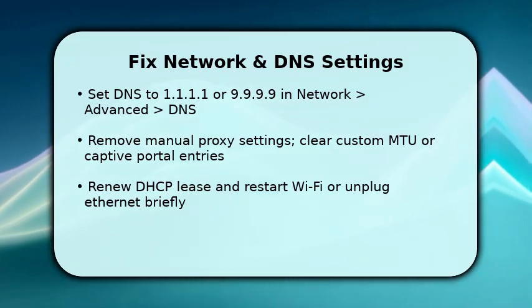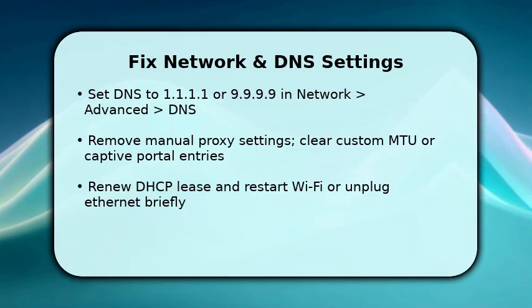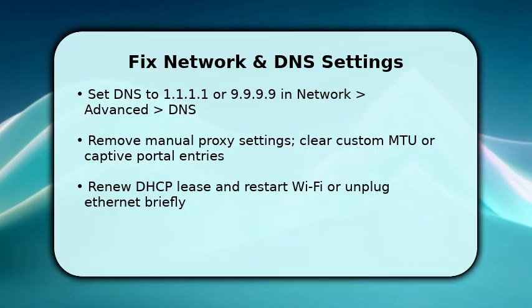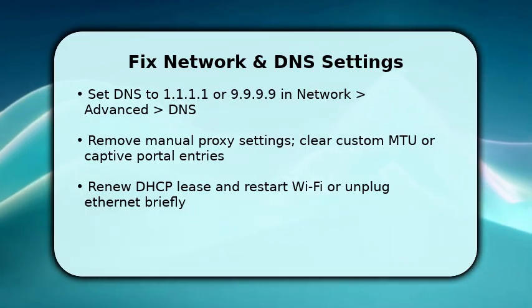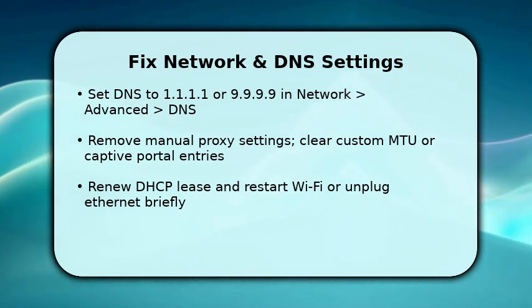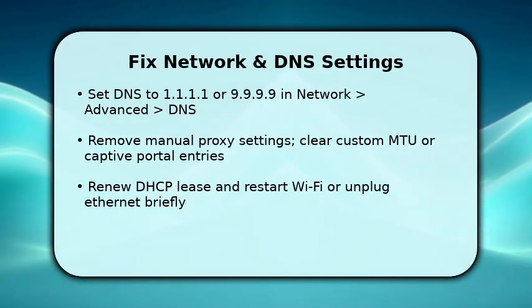Once done, ensure no HTTP or SOCKS proxies are set and remove any manual MTU or captive portal entries. After that, renew the DHCP lease and restart the interface. Unplug Ethernet or toggle Wi-Fi off and on. These steps finish by restarting the Mac to apply changes, then open Safari and test iCloud Private Relay.